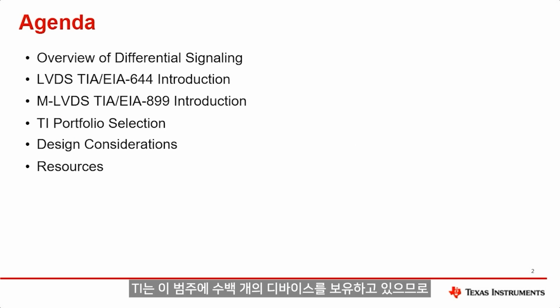TI has hundreds of devices in this category, so it can be daunting at first when selecting the right product for your design. So I'll spend a little bit of time discussing the different products that TI has and how to go about the selection process. And then lastly, I'll go over some of the best practices and considerations when it comes to implementing LVDS and M-LVDS into your design. I think for today's presentation, I'll go through the slides and I'll save some time at the end where we can answer any questions.